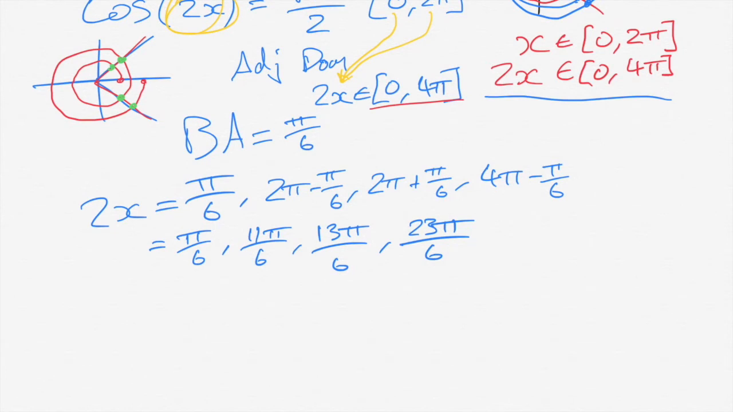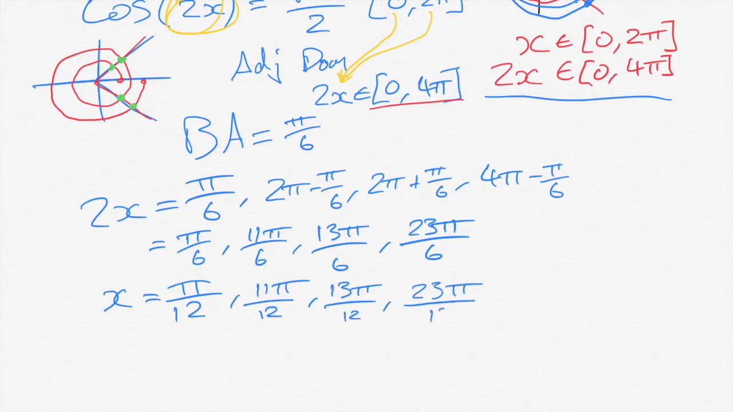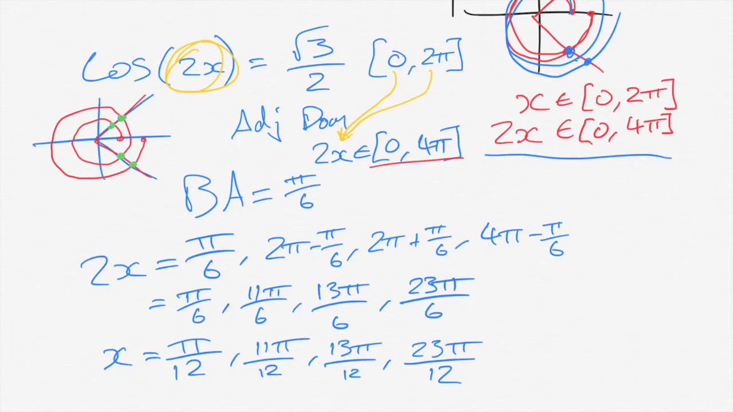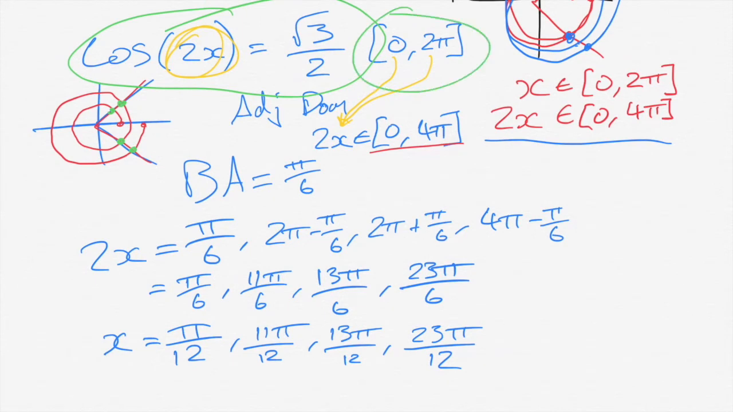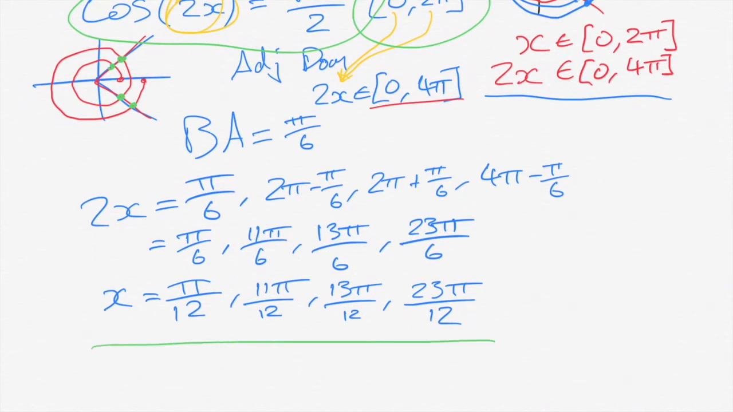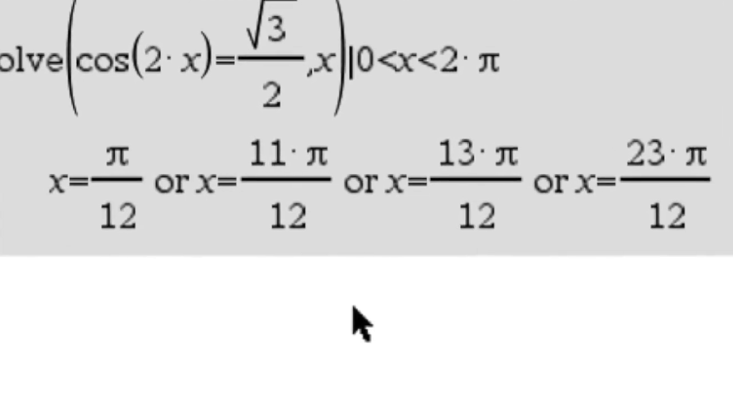But of course we need to halve it because we actually want values for x. And so I'm going to halve each of these for 1, 2, 3, 4 different answers. I'm going to halve each of those simply by changing the denominator to 12. And I'm going to get pi on 12, and 11 pi on 12, and 13 pi on 12, and 23 pi on 12. And those are my answers. I can check those by typing in the question, this cos 2x equals root 3 on 2, type that into a calculator, give it the domain 0 to 2 pi, and it will spit out these 4 answers as a result. I'm going to give you a more complex example.